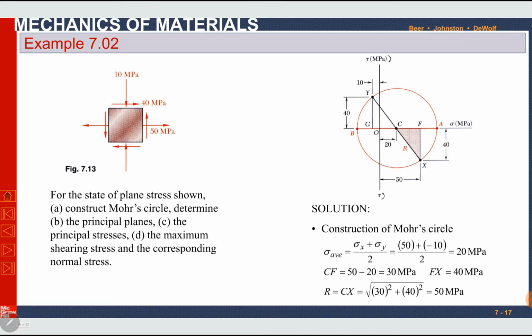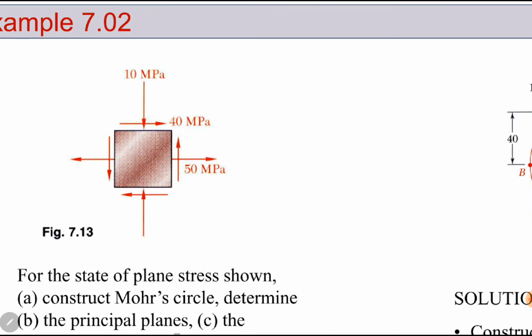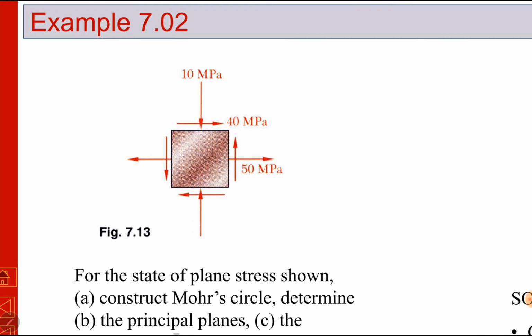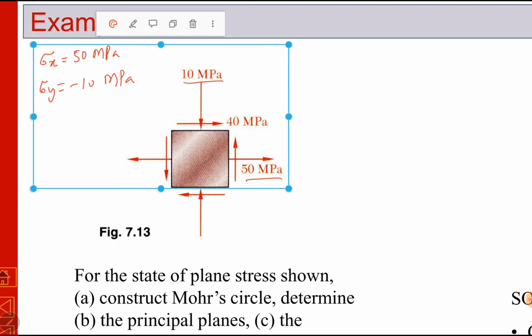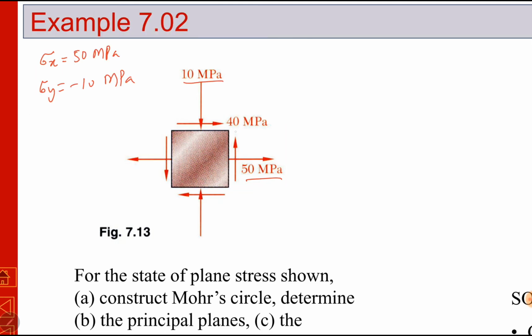Example problem 7.02. Here we have been given sigma x equal to plus 50 megapascals. Sigma y is compressive, so it is minus 10. We have already solved this problem using formula earlier, so now we will solve it using Mohr circle, and you can compare the two answers. Tau xy is positive here because both the signs have the same sign. So it is 40 megapascal positive.